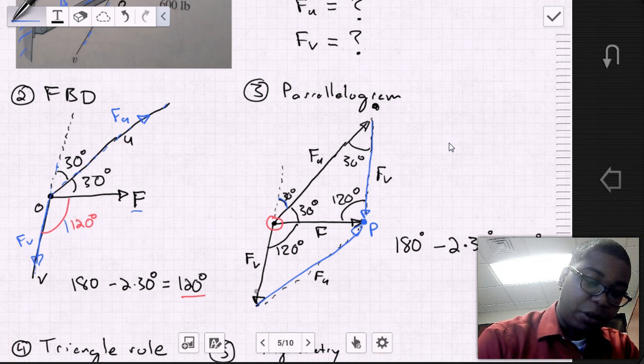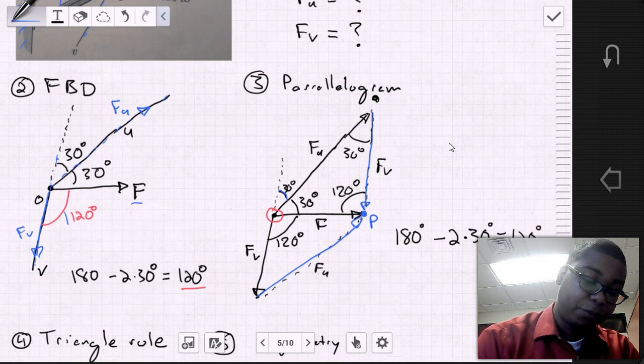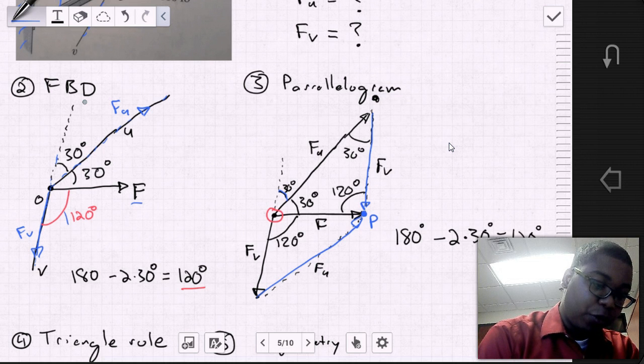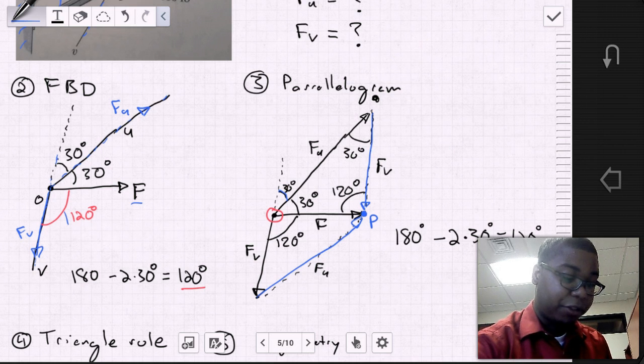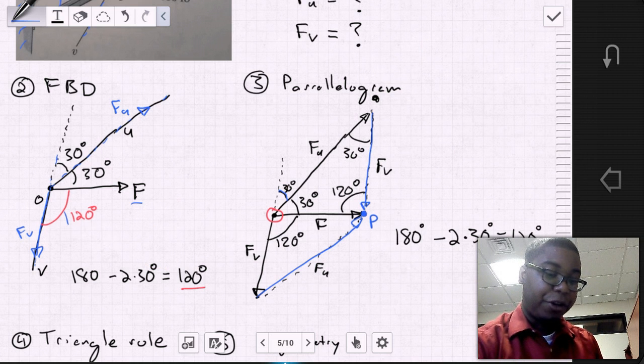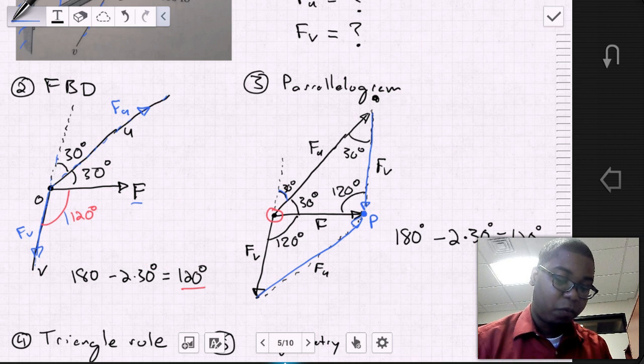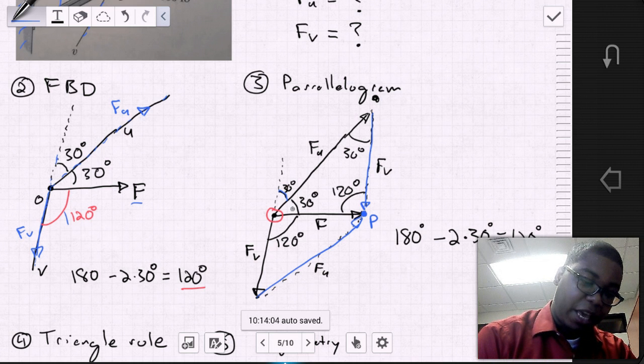And once we've mirrored them, we need to find those interior angles, okay? Now, when we've analyzed the free body diagram, we found that there's this angle of 120 degrees between F and FV. So we can take that information and put it directly into our parallelogram, okay? So we have the 30, we have the 30, we have the 120 degrees. We can put it inside of the parallelogram.